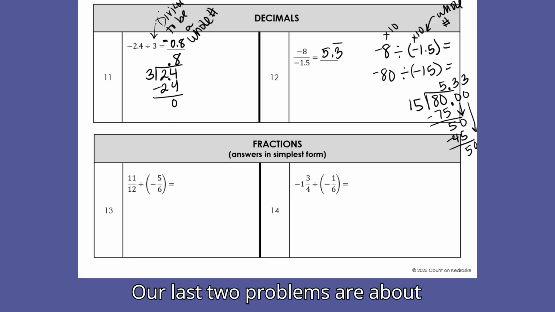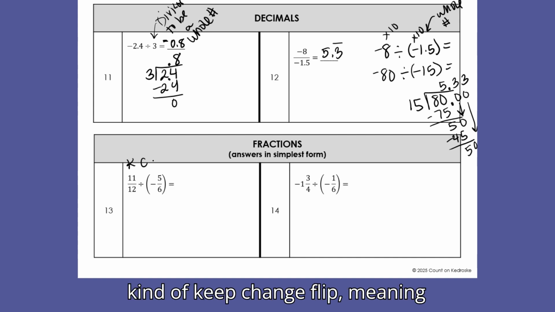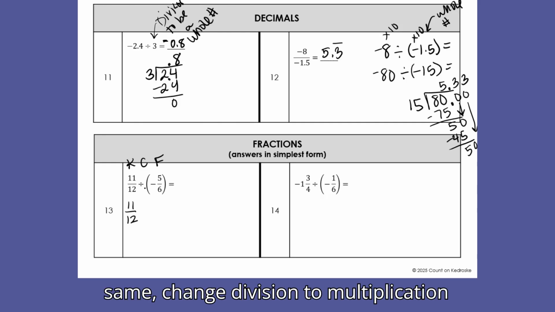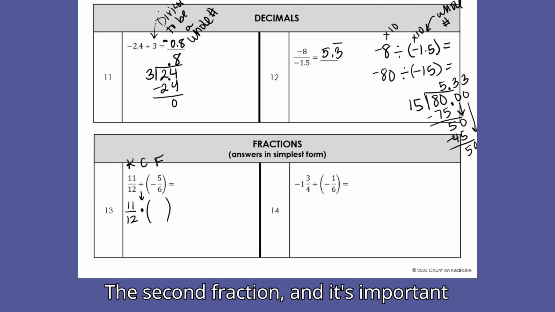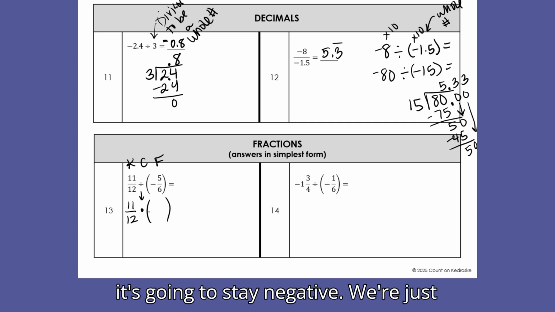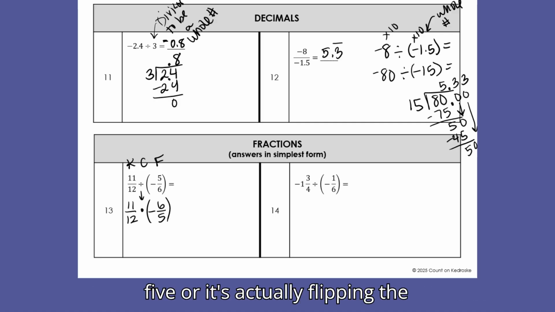Our last two problems are about fractions. When we divide fractions, one of the tricks is keep, change, flip, meaning we keep the first fraction the same, change division to multiplication, and then we flip the second fraction. And it's important to know when you're flipping this fraction, if it's a negative fraction, it's going to stay negative. The numerator is going to become 6 and the denominator has become 5, where it's actually flipping the numbers, not the sign.